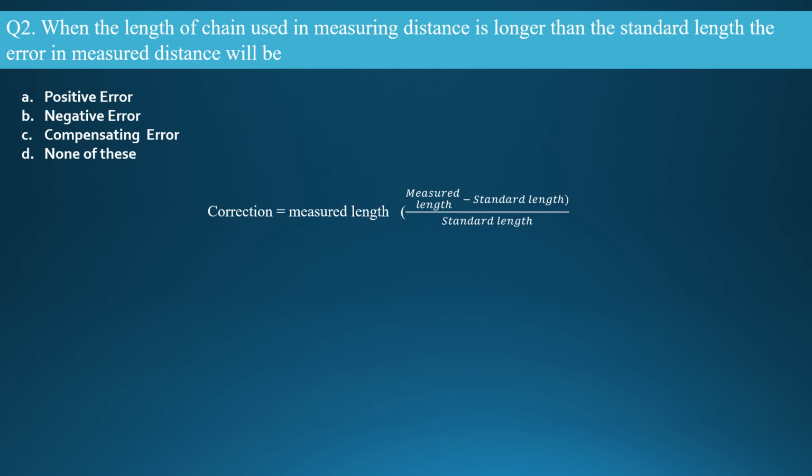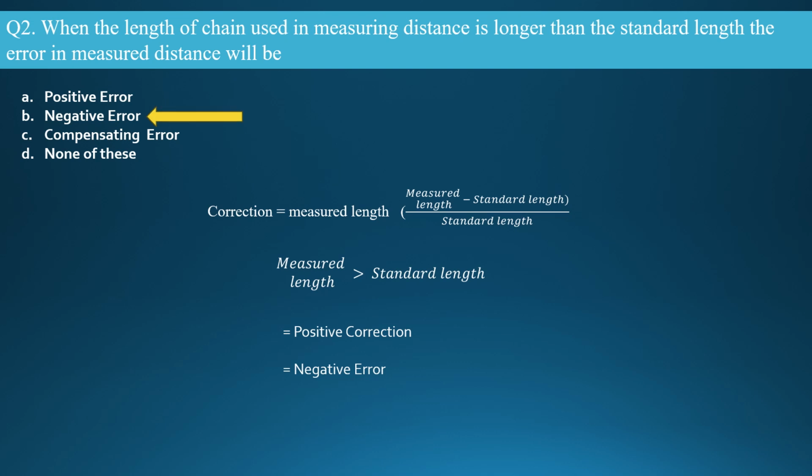In the question the measured length is more than standard length. When we put this value into the formula, we get the answer as a positive correction. And if there is a positive correction, then there is negative error. So the answer is negative error.